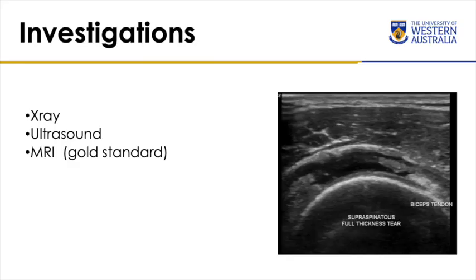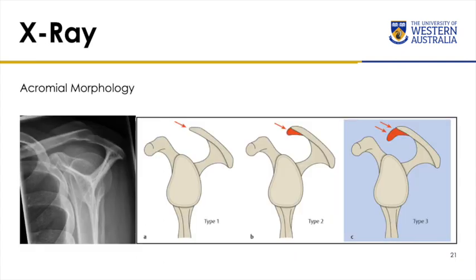We'll generally get an X-ray on all patients. Ultrasound and MRI can be used for imaging of the cuff. MRI is the gold standard. X-ray is important for a number of reasons. This supraspinatus outlet view allows you to see the acromial morphology. The Bigliani classification is illustrated. Types 2 and 3 are associated with impingement of the supraspinatus tendon as the arm goes into abduction.